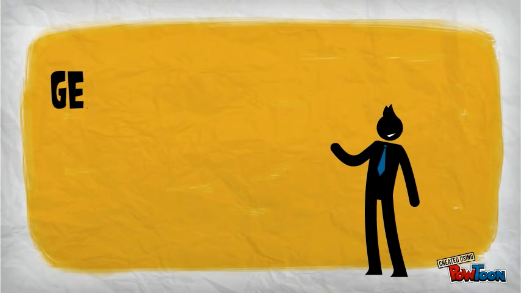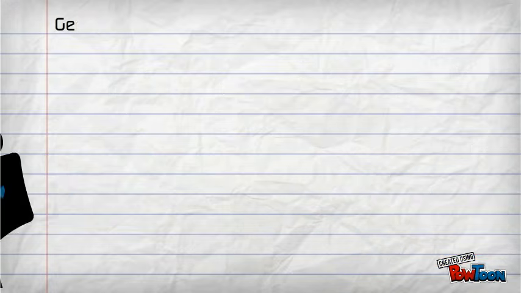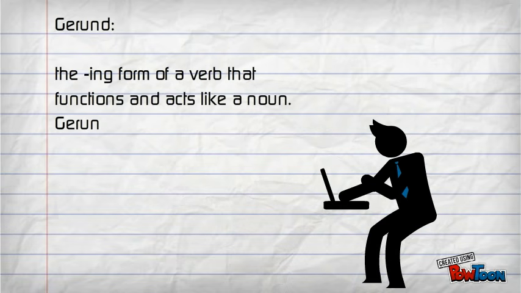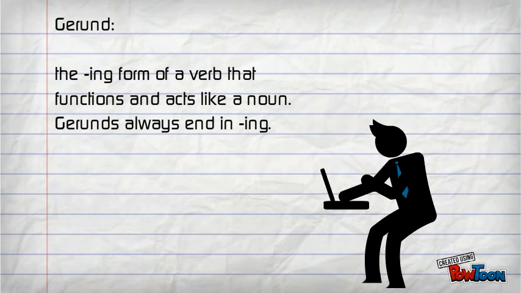In this lesson, I'm going to teach you how to identify a gerund as well as a gerund phrase. A gerund is the ing form of a verb that functions as a noun. Gerunds always end in ing.